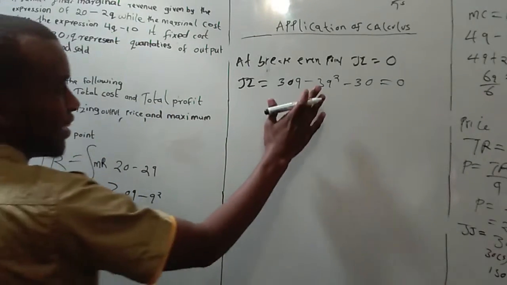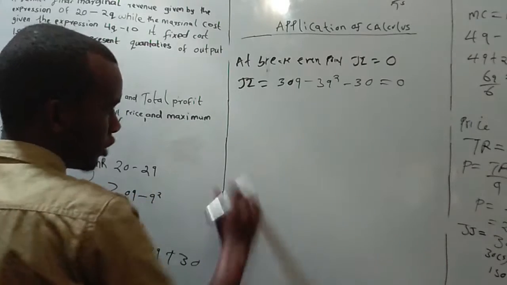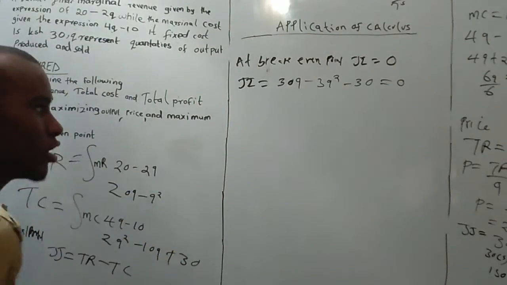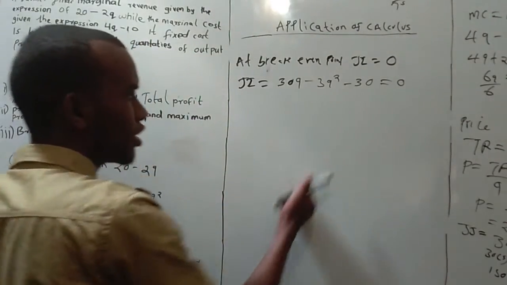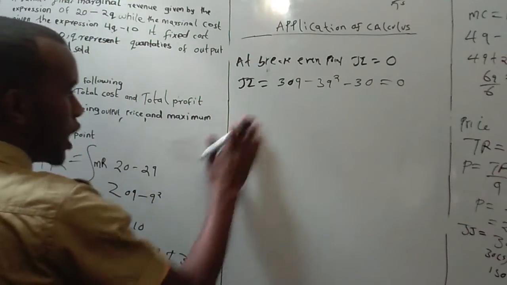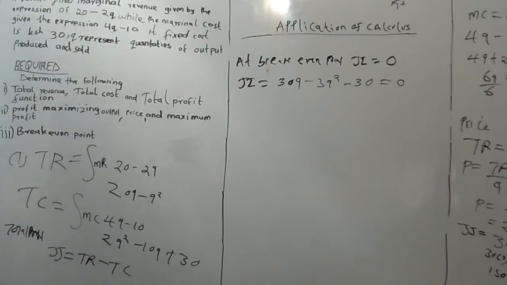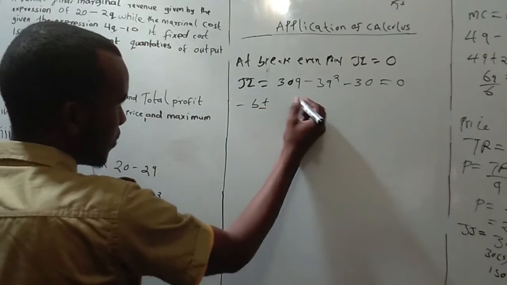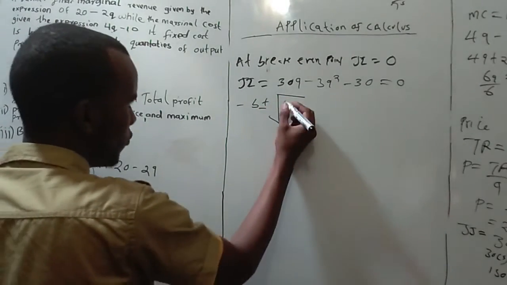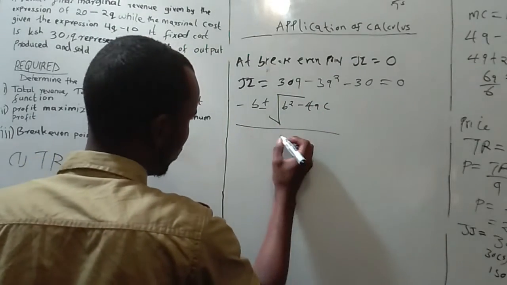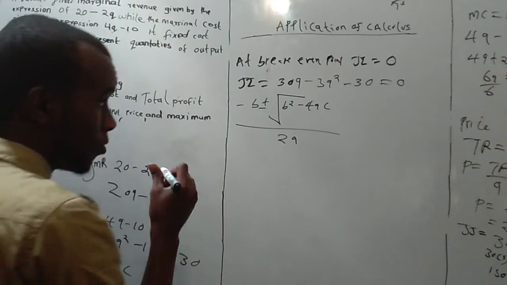But remember now, this is a quadratic function. It's not linear. If it was linear, it would be easy to calculate. But these are quadratic equations, and we have several methods of solving quadratic equations. We use the completing the square method. We use the formula method. Me, I like to use the formula method. So the formula is x equals negative b plus or minus the square root of b squared minus 4ac, over 2a. This is the formula method.